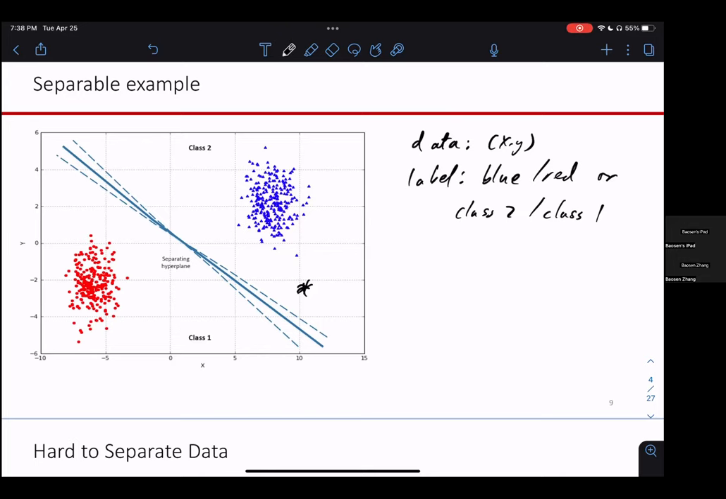So this is the easiest case you can possibly have, because there's a very clear cluster separated by a line. Any other questions about this? So your job is to find the line. Right? Your job is to find the line. And once you find the line, then you can classify new data very easily.